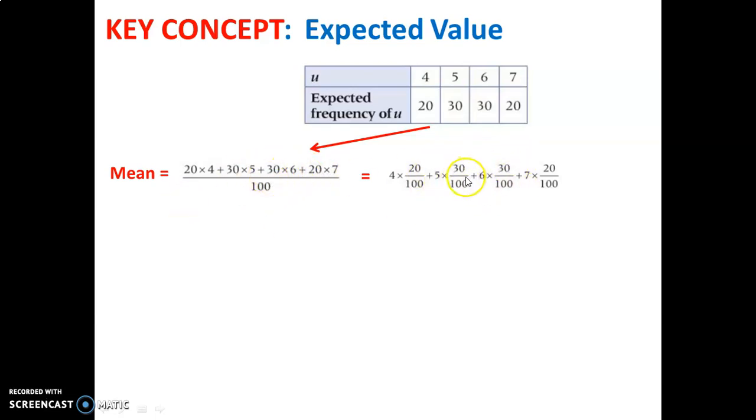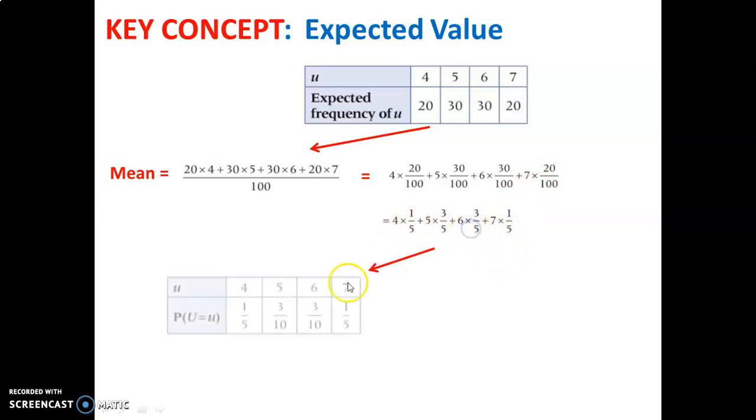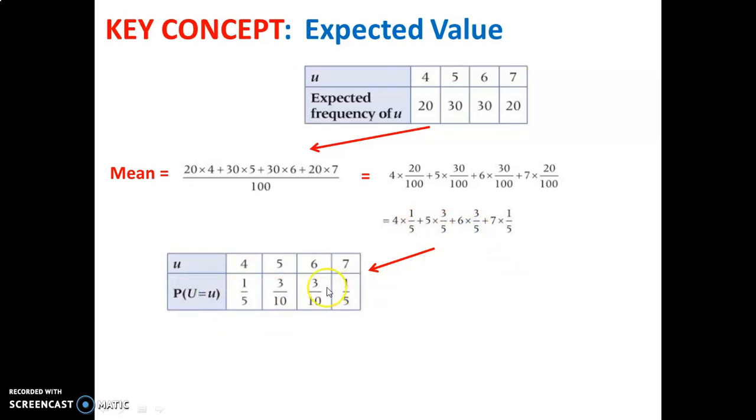Now that we've broken it up this way, we can go a step further. We can reduce this 20 over 100 to 1/5, this into 3/10, this into 3/10, and this into 1/5. Now if you look at this closely, it should look familiar, because these values here are the ones we had from our original probability distribution table. We had our expected values here in 100 trials, but here we have our original probability table, and notice that those values there are the probabilities.